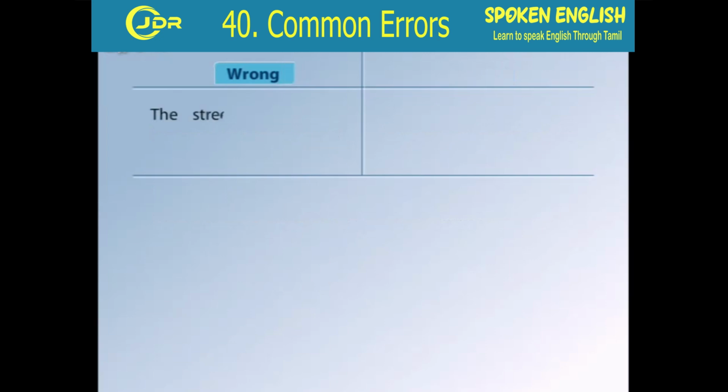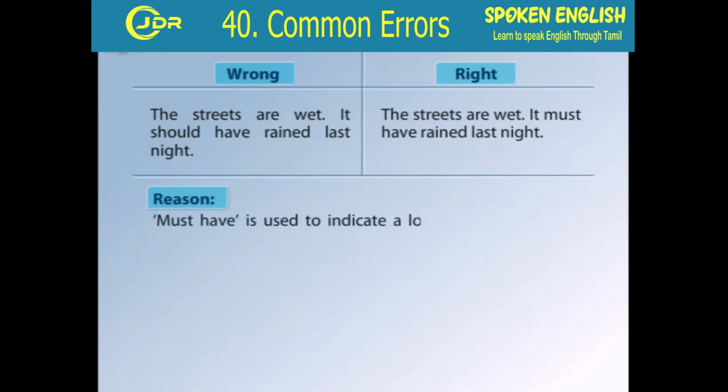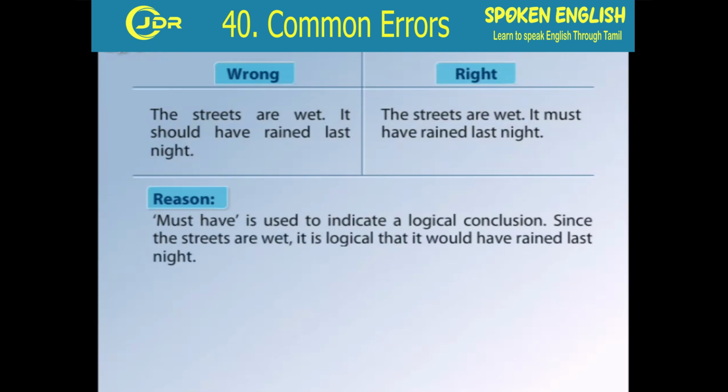Wrong: the streets are wet. It should have rained last night. Right: the streets are wet. It must have rained last night. Reason: must have is used to indicate a logical conclusion. Since the streets are wet, it is logical that it would have rained last night.